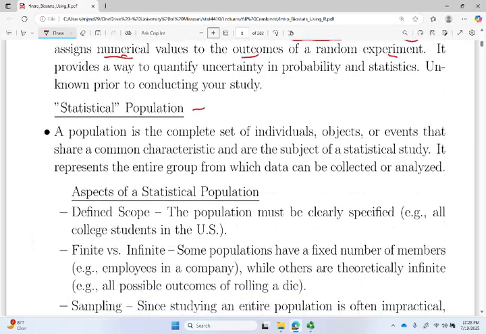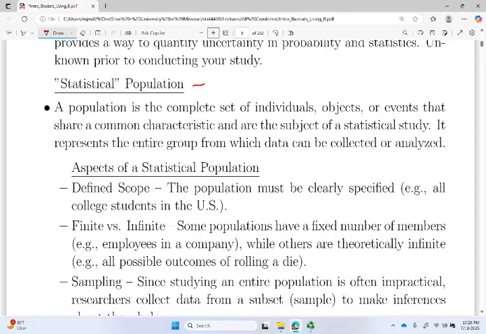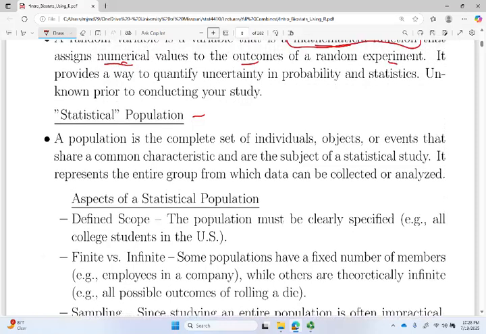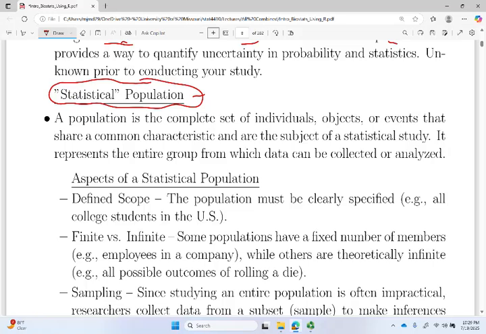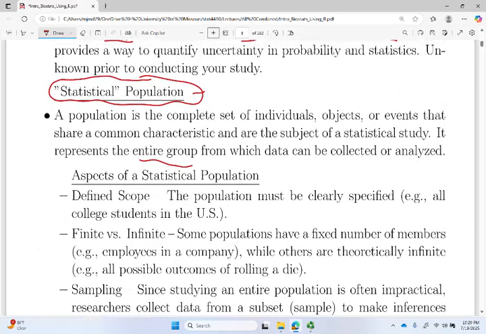Now the statistical population is, of course, our primary interest. We take a sample from the population, we analyze the sample, study its characteristics, do hypothesis tests, and then we make an inference towards the population. Now, the statistical population is not always easy to think about in my mind, so you have to spend some time thinking about it. But it represents the entire group from which we're collecting data.